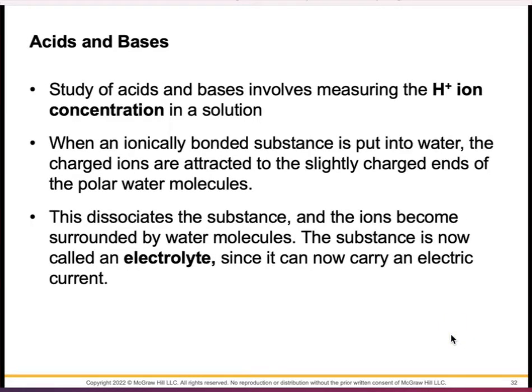So a little more on our acids and bases. The study of acids and bases is involved in measuring, like we said, our hydrogen ion concentration within a solution. So when an ionically bonded substance is put into water, these charged ions are attracted to a slightly charged end of a polar water molecule. And it's going to begin to dissociate. In this dissociation, the ions become surrounded by water molecules. And this substance is now what we refer to as an electrolyte, since it can now carry an electrical current.